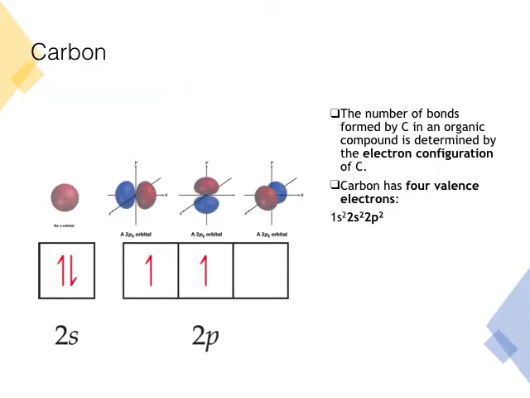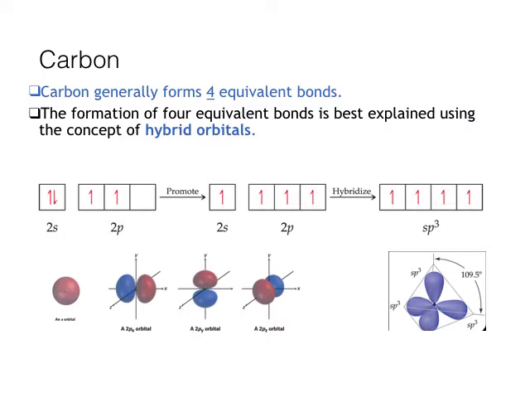Let us examine now how carbon becomes so special. The number of bonds formed by carbon in an organic compound is determined by its electronic configuration. Its electronic configuration is 1s2, 2s2, 2p2. Carbon has four valence electrons, therefore. And we also see that carbon generally forms four equivalent bonds.